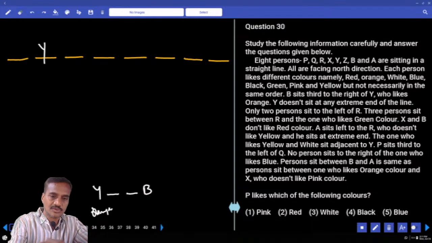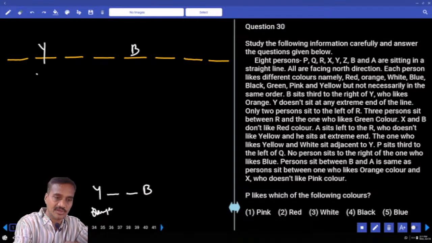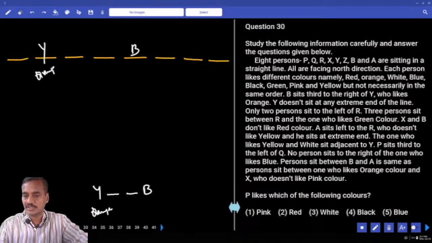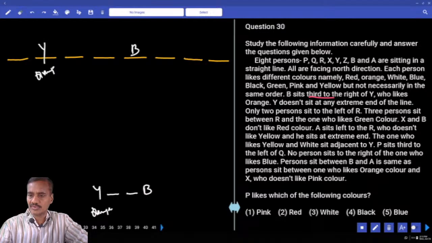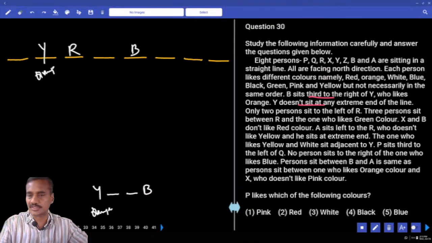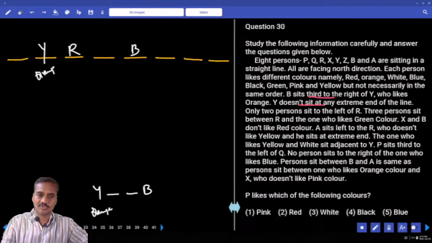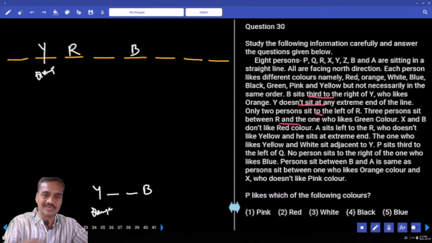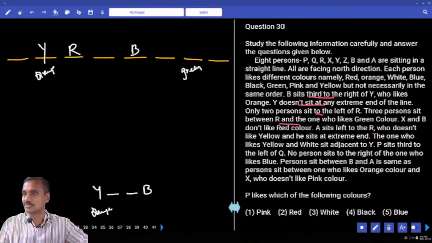Now Y is here, and B is here. And Y, orange, that is one such possibility. And similarly, you can have 3 more possibilities, we cannot write them down as of now. Clear? Only 2 persons sit to the left of R. R must be here. One more possibility for Y is ruled out. Isn't it? The next one. 3 persons between R and the one who likes green color. Now R and the one who likes green color. Another possibility is also ruled out.